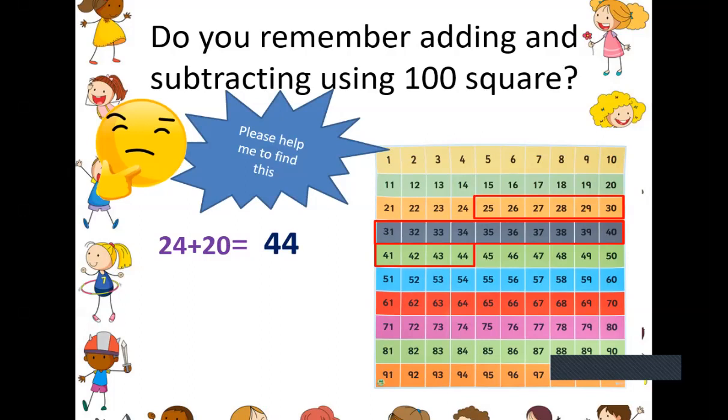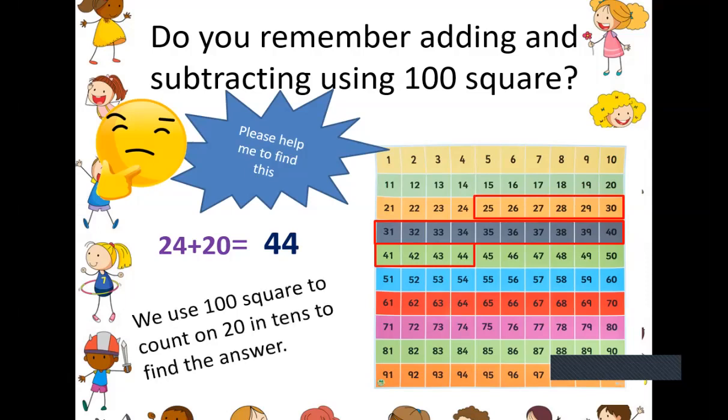You can do it like this also, because you have to add 20. You can keep your finger on 24 and count 20 from 25. So you will get the answer 44. So we use the 100 square to count on 20 in tens to find the answer.